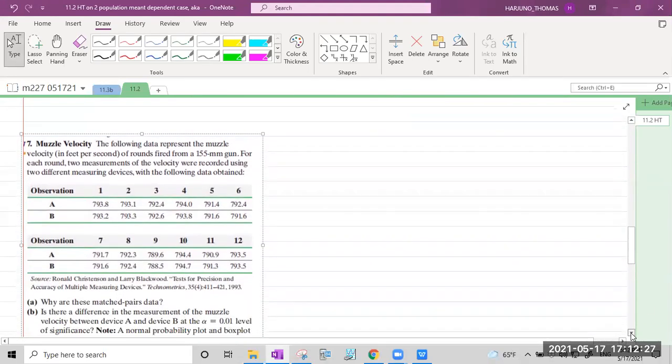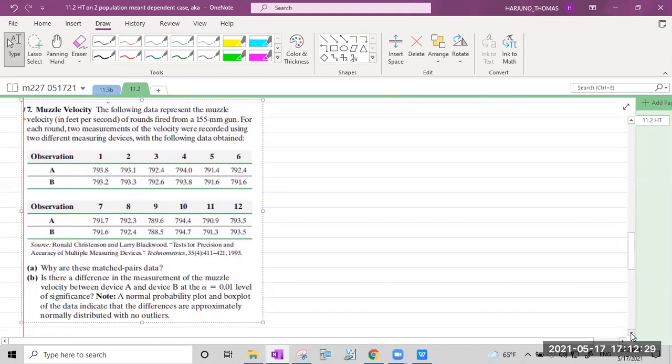Let's do number 7. The following data represent the muzzle velocity in feet per second of rounds fired from a 155 millimeter gun. For each round, 2 measurements of velocity were recorded using 2 different measuring devices with the following data obtained.